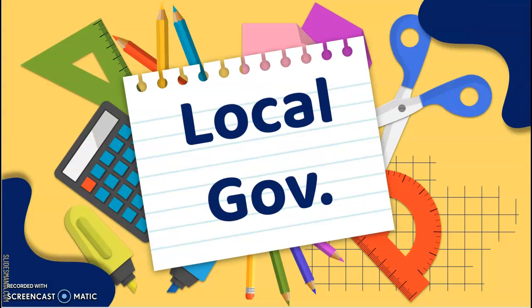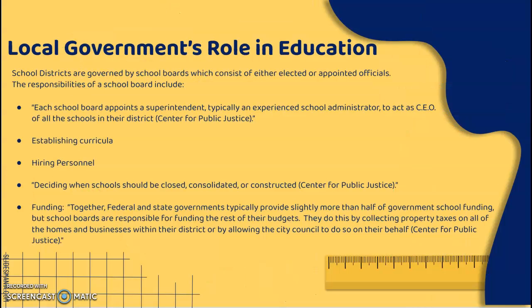For the local government, this is where you really come down to the day-to-day operations of schools. School districts are governed by school boards that are most often elected. Sometimes they're appointed officials, and their responsibilities include appointing a superintendent who acts as a CEO, establishing the curricula, hiring and firing personnel, deciding when schools should be closed, consolidated, or constructed, as well as funding for schools.